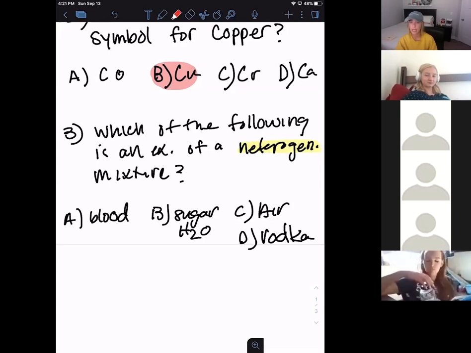So hetero is a mixture of things. So which of the following is an example of a heterogeneous mixture? Is sugar water an example of a heterogeneous mixture?